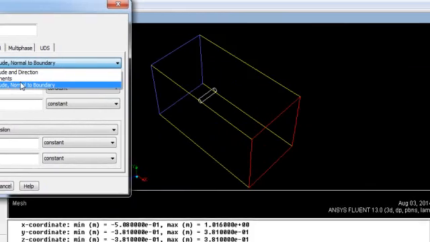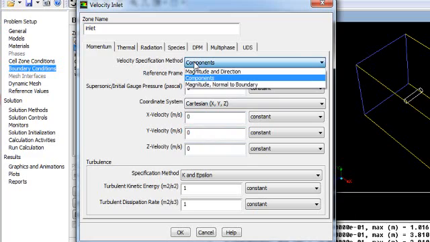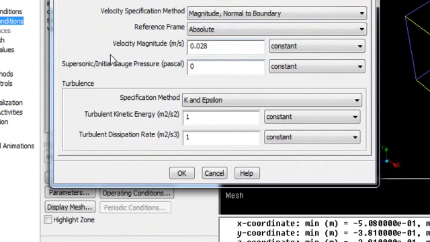You can give a component if you want. So if your velocity is not normal to your inlet boundary, you can change the x, y, z velocity component, then it will go at an angle with the inlet. If you think that your velocity is normal to the boundary, then you can stick with magnitude and normal to the boundary. Now reference frame, our velocity is absolute, we don't have any frame motion. And the velocity magnitude, what is the magnitude of our velocity?